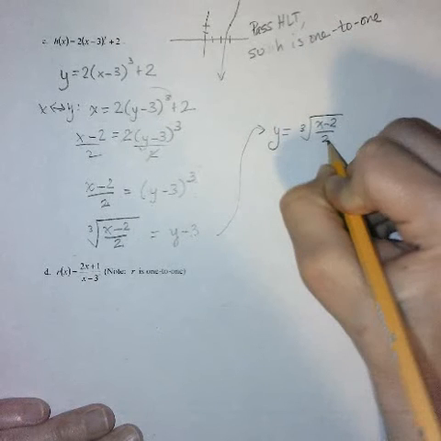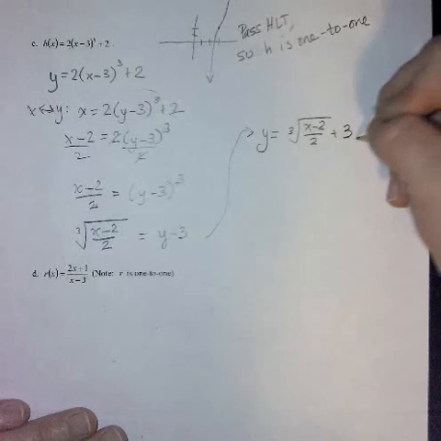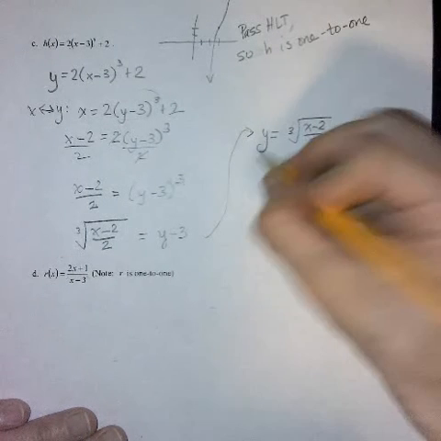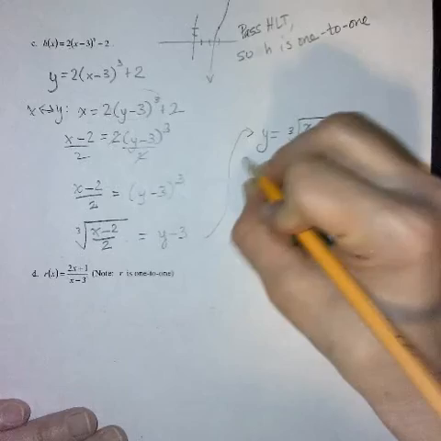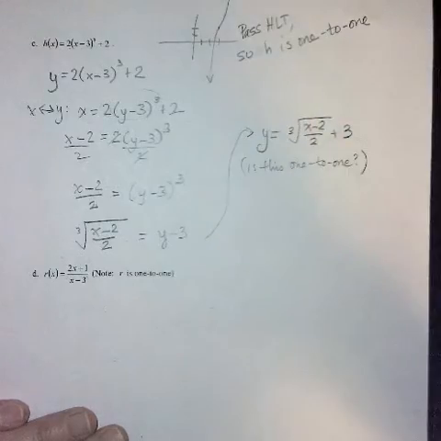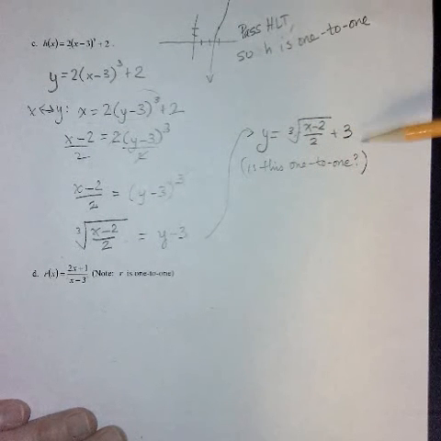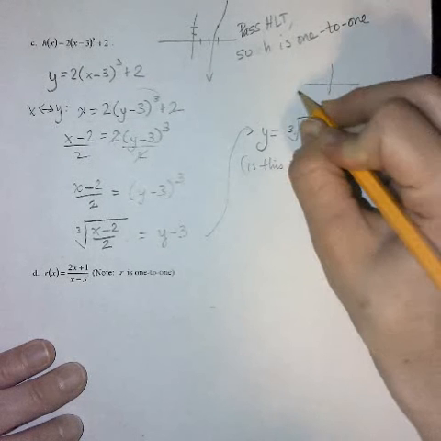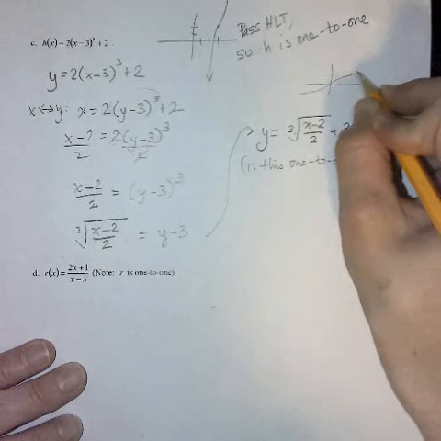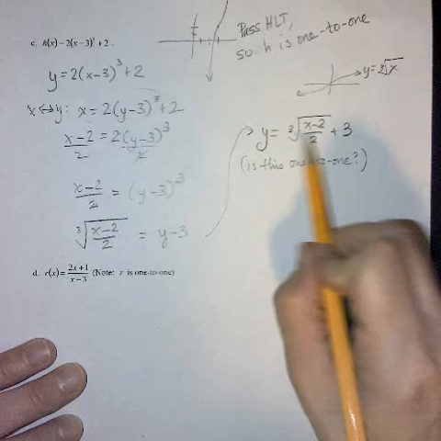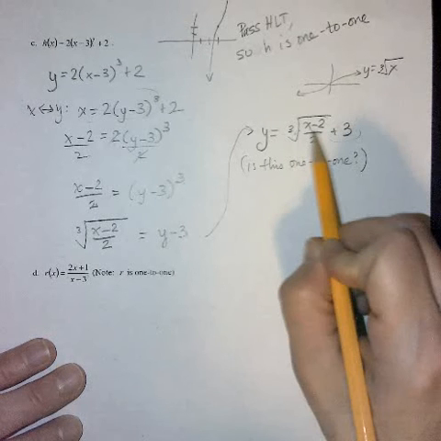Now we want to make sure that this result is also 1 to 1. So is this 1 to 1? If you understand what the cube root function looks like, then you know that it is. Remember, the basic y equals x cubed looks like this. Or, I said x cubed, I meant to say cube root of x. This shifts it up. This shifts it to here.